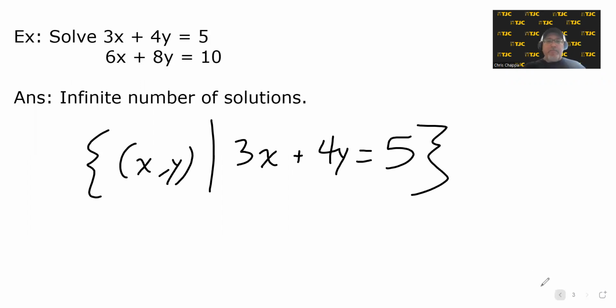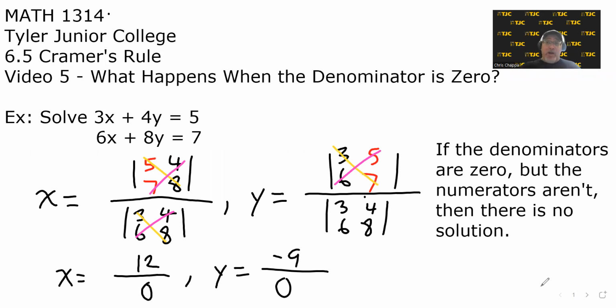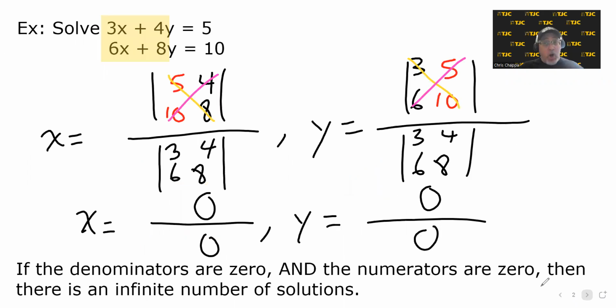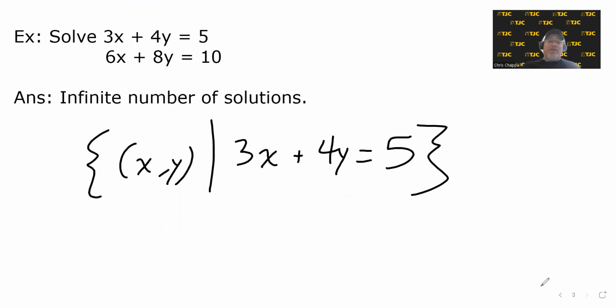So in summary, when you get a 0 in the denominator, one of two things happens. Number one, the numerators aren't 0. In that case, there's no solution. Number two, the numerators are also 0, in which case there's an infinite number of solutions, which can be described as the set of all ordered pairs such that either of the equations is true.